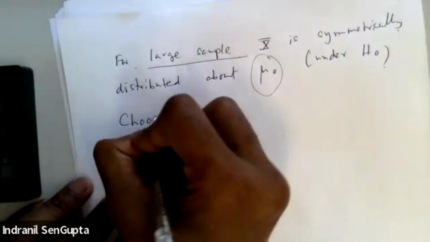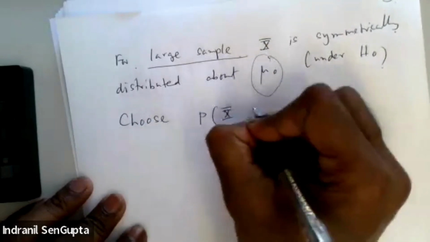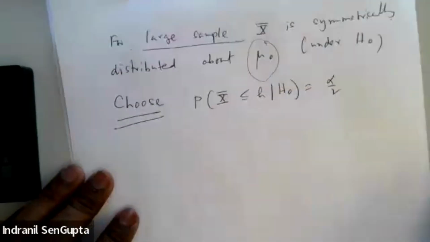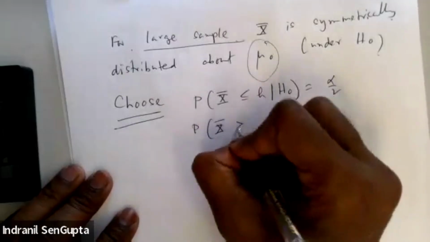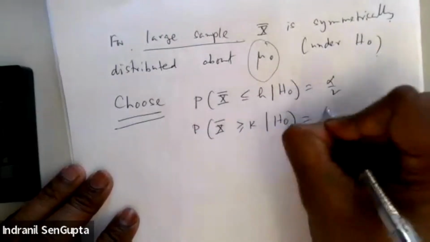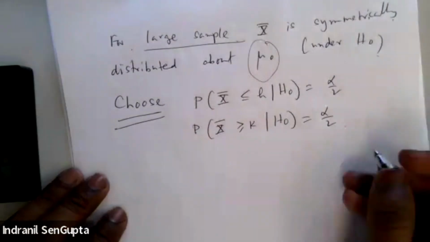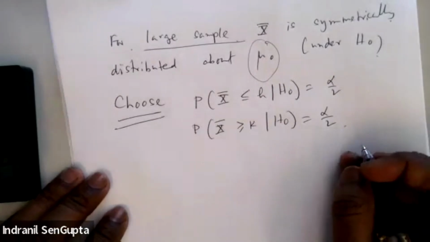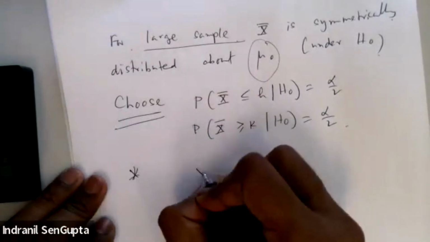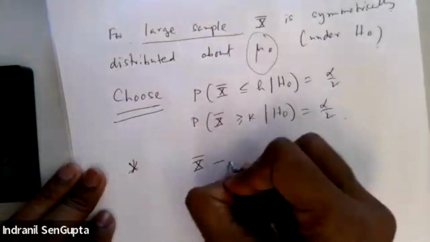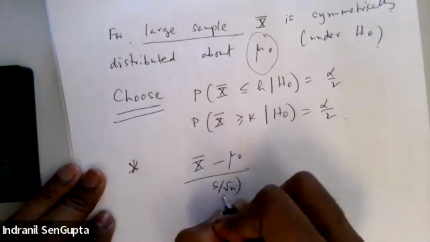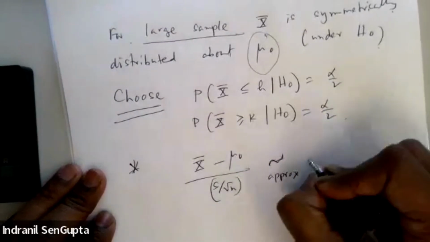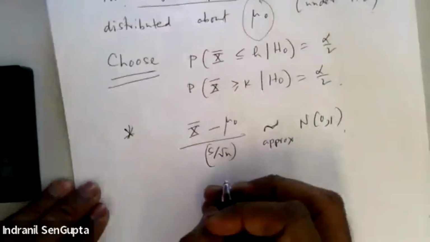So in this case, I can choose the probability of X bar less than H under H0 to be alpha over 2. It's just a choice. And the probability of X bar bigger than K under H0 is alpha over 2. And we can say that X bar minus mu 0 over S over square root of n approximately follows the normal distribution.